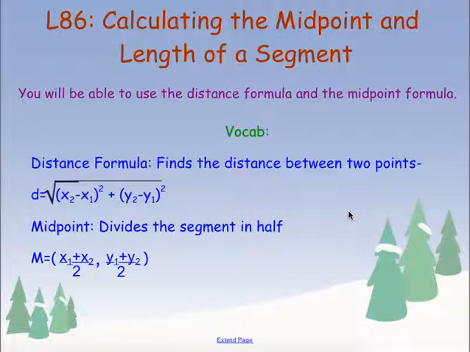We also are going to be using the midpoint formula, which divides the segment in half, finds that middle point between two, and we use (x1 plus x2) divided by 2, and for the y point, (y1 plus y2) divided by 2. So that midpoint gives us a new coordinate point that's right in the middle of our two.